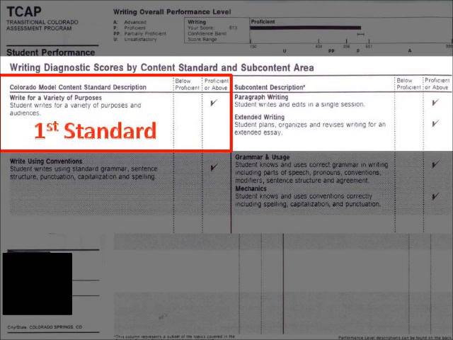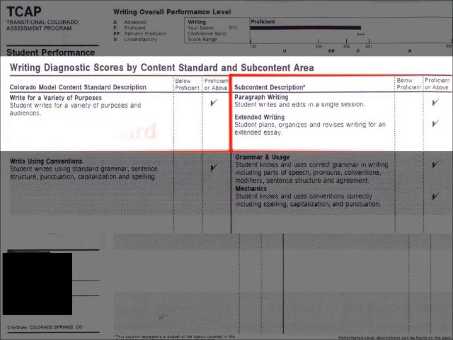Now, it's important to note that each standard is then broken down into 2 sub-contents, at least on the writing test. The first sub-content area you see is called paragraph writing, and the second one is extended writing. And there's a brief description of each sub-content, and then towards the right, as you move right, you notice that there are check marks again, and they align underneath the words that say proficient or above, so we know that this student was proficient or above in each sub-content area.